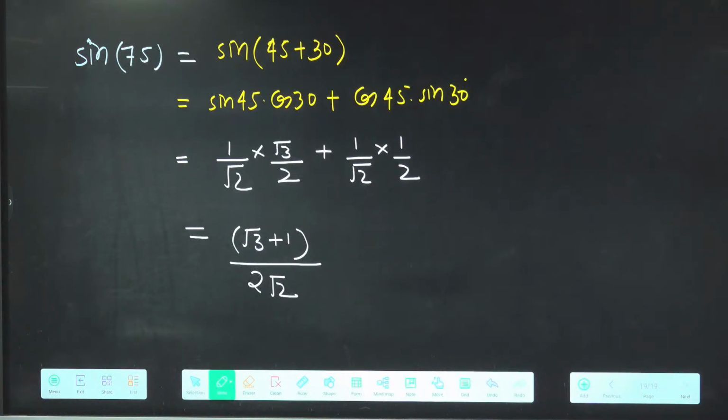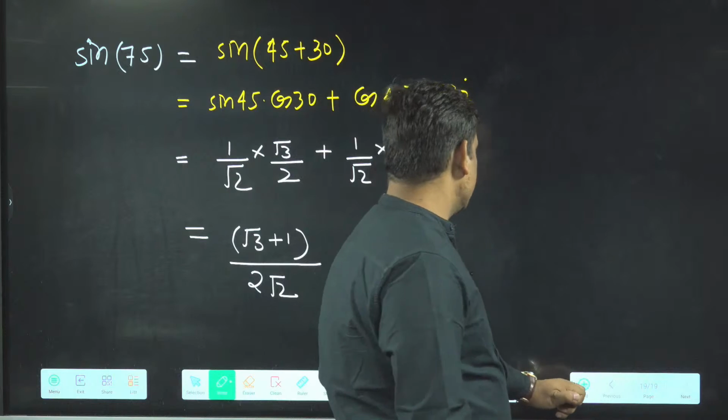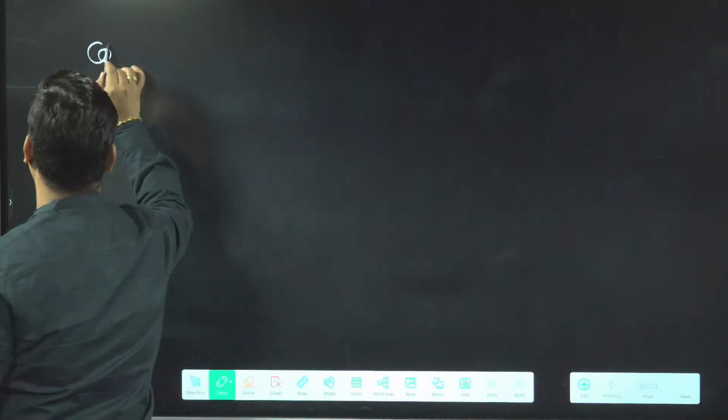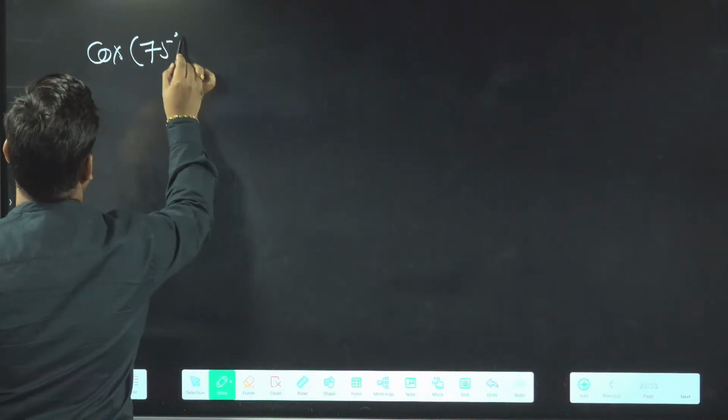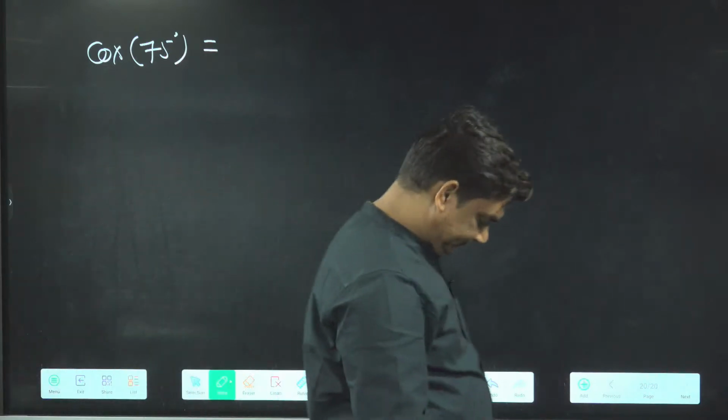See the answer, because the next question I am going to give you, you have to tell. Next question: you need to tell me the value of cos 75. Cos 75. What will be the answer?